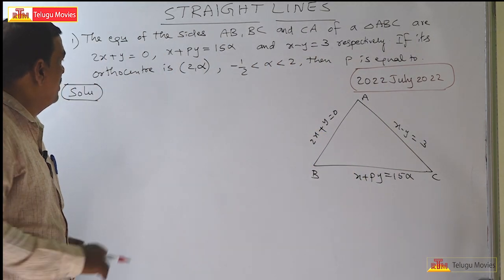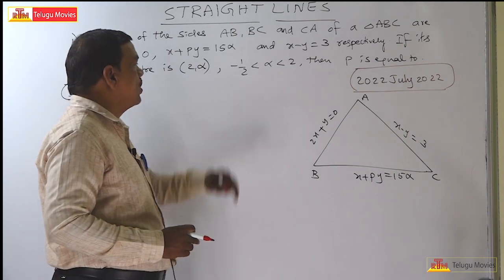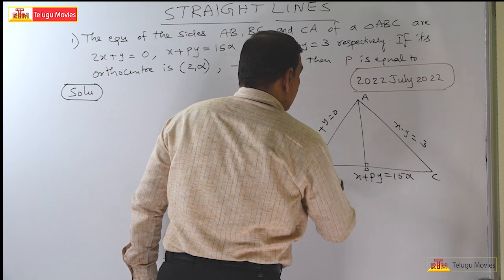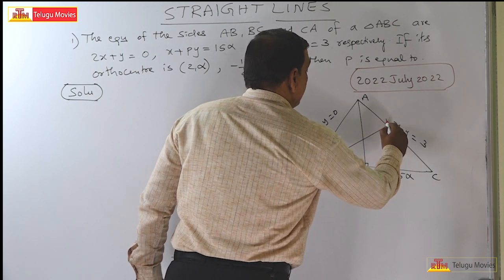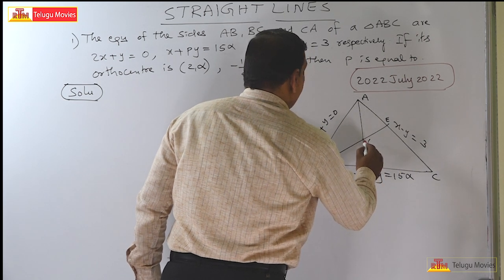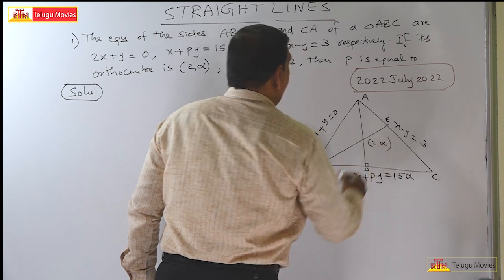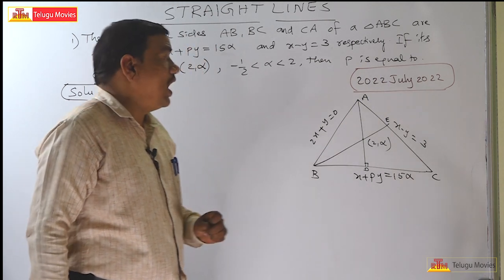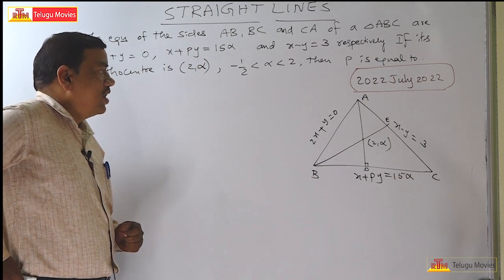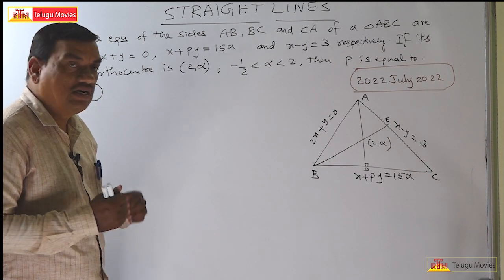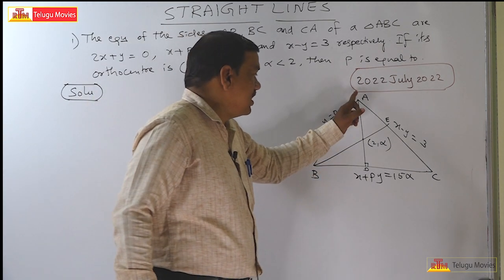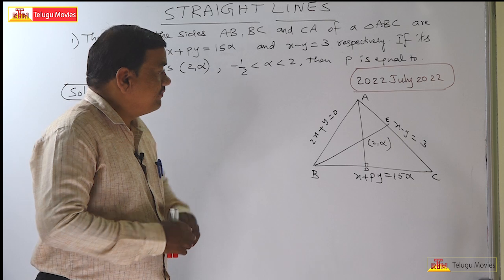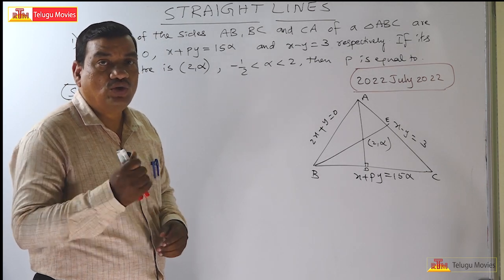If its orthocenter is given as (2, alpha), what does orthocenter mean? Let us join AD, which is perpendicular to BE. This is the orthocenter, given as (2, alpha), and we are asked to find the value of p. How to proceed with this problem? Let us find the slope of AD and the slope of BE, and thereby you can solve this problem.